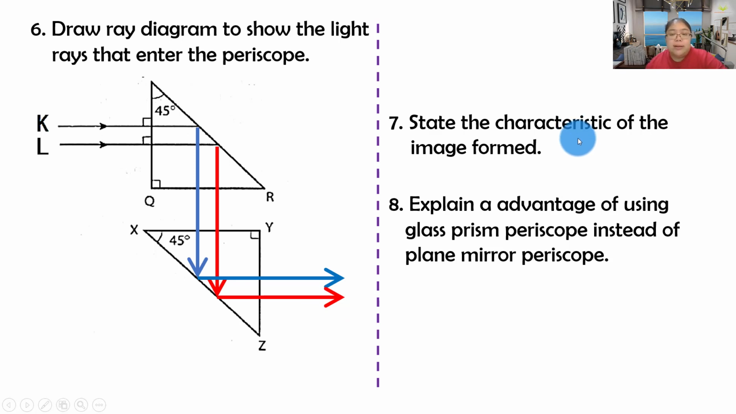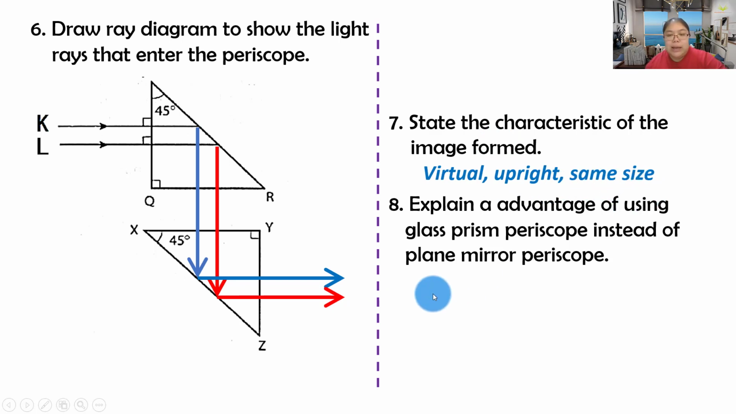Can you state the characteristics? Okay, the characteristic is sure the same size. For example, when a submarine uses a periscope and you see the object above the sea, normally it's the same size. Don't tell me you want to see a bigger one. Then the second one must be upright. The man is standing, so you see him through the periscope also standing. If it's inverted, that means you don't know what it is. So the characteristics are virtual, upright, same size.